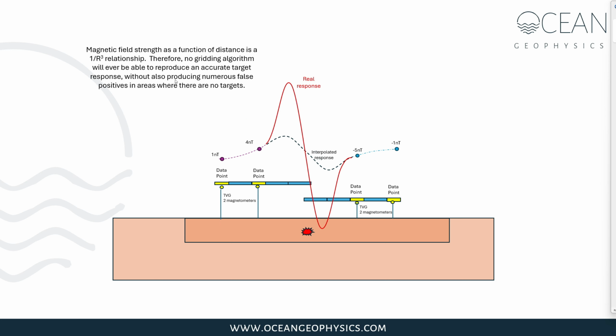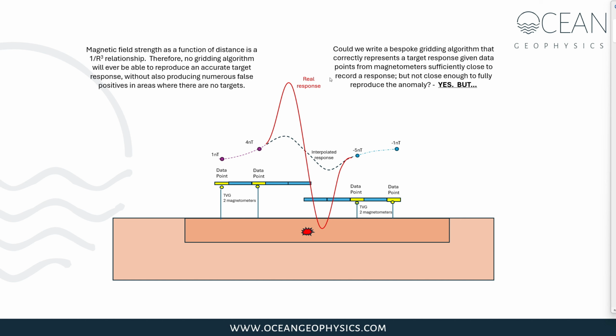However, magnetic field strength as a function of distance is a 1 over r cubed relationship for anthropogenic targets. Therefore, no gridding algorithm will ever be able to reproduce an accurate target response without also producing numerous false positives in areas where there are no targets. So what do we mean by that? Could we write a bespoke gridding algorithm that correctly represents a target response given data points from the magnetometer sufficiently close to record a response, but not close enough to fully reproduce the anomaly? So can we produce this red line from these data points? Yes, you could write an algorithm that produced that.